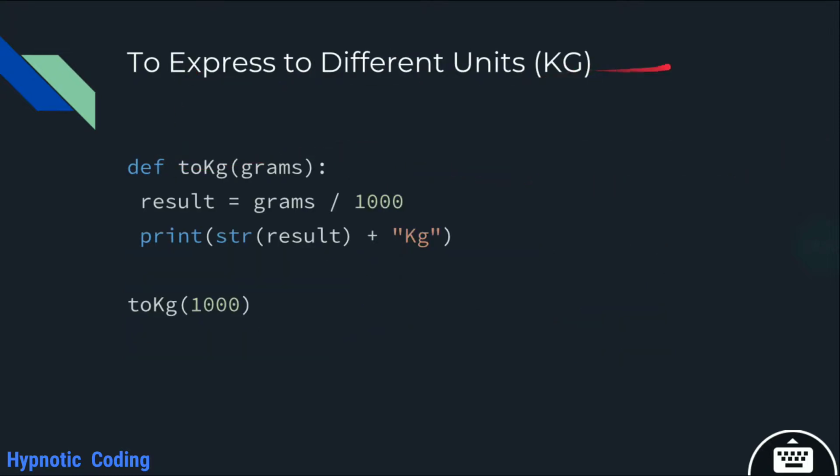So here's an example of expressing different units such as kg. You can also modify this function such as to_grams and give a parameter kg, but this will change because the result is equal to grams, so it's multiplied, not divided. Okay, so kg multiplied by 1000, since 1 kg is 1000 grams.